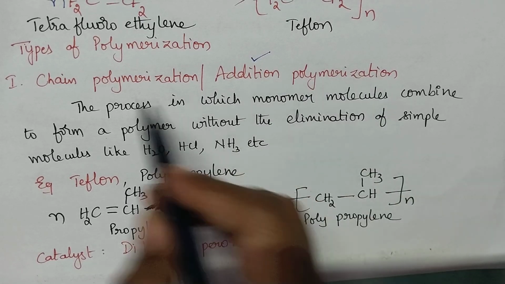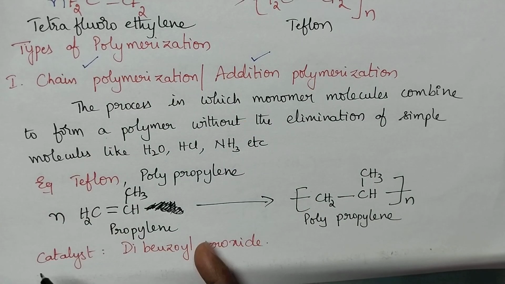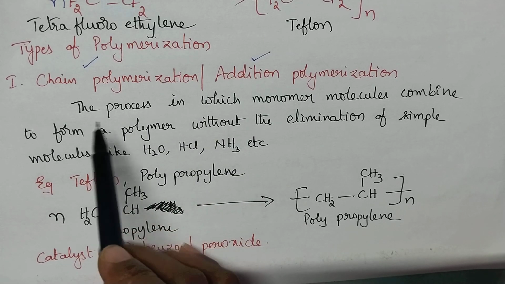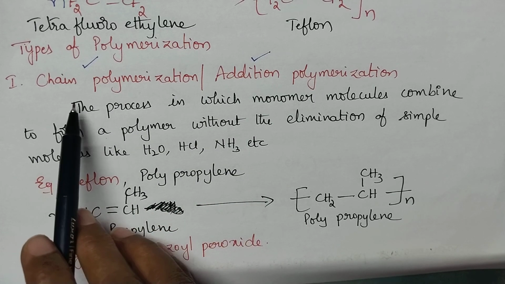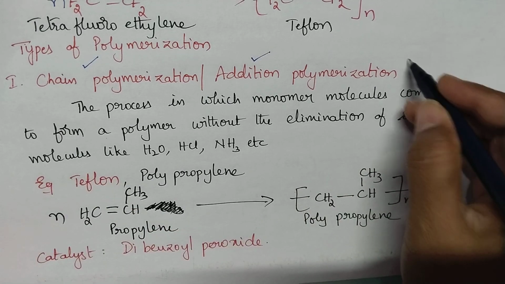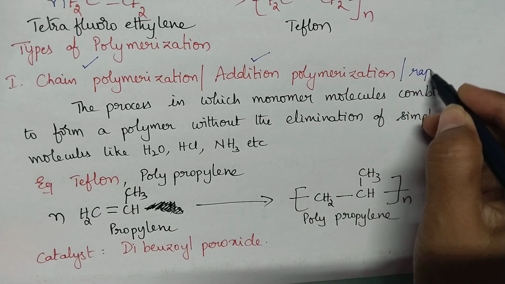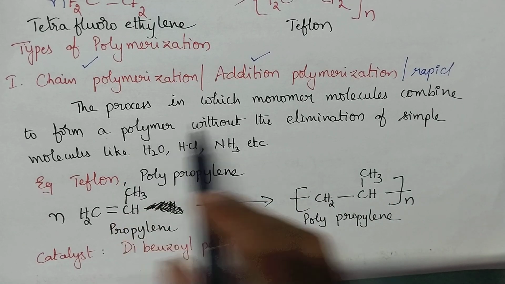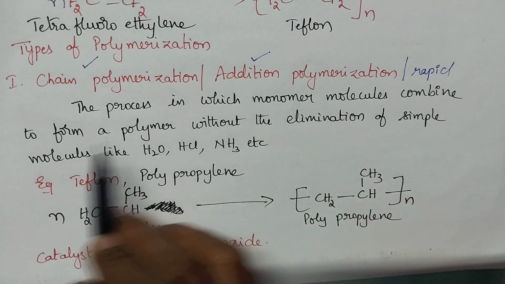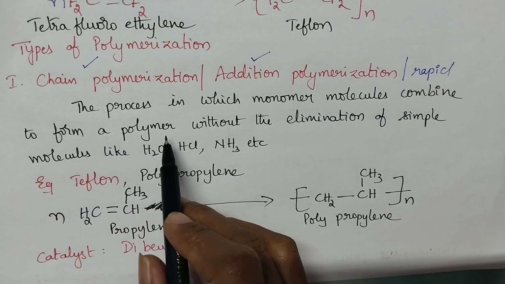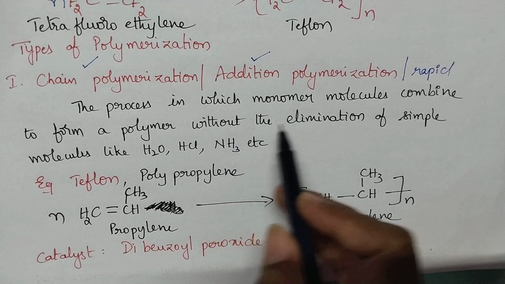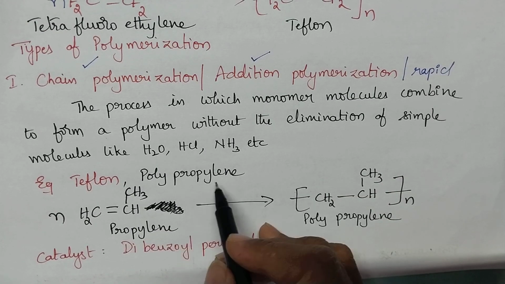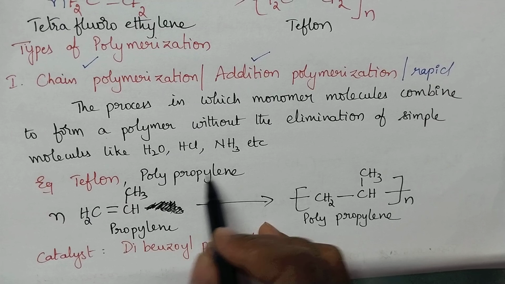Addition polymerization is also called chain polymerization. As it follows a chain mechanism, it can be called chain polymerization, and it is a rapid process. In this addition polymerization, the monomer molecules combine to form a polymer and there will be no elimination of simple molecules. Let us see the formation of polypropylene.